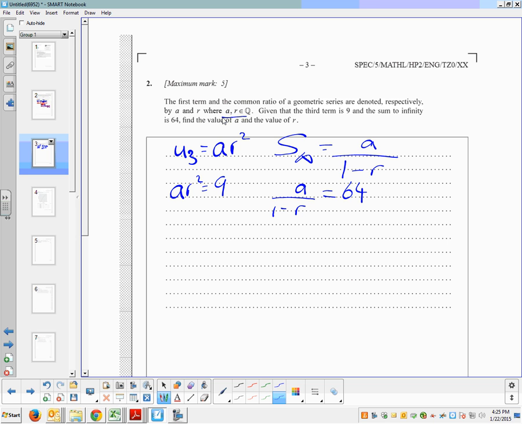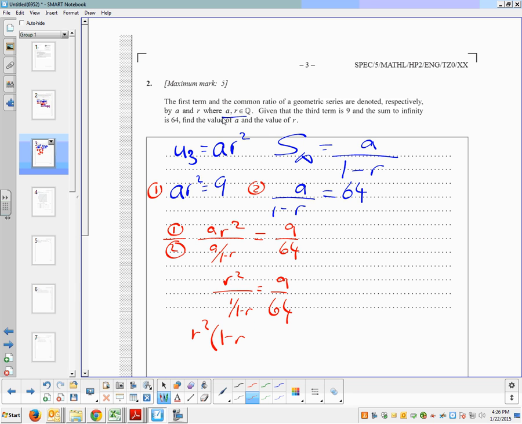I can divide one by the other and cancel the a's. It's another simultaneous equation. Let's do ar squared divided by a over 1 minus r equals 9/64. I just tidy that up. Obviously the a's cancel, I get r squared over 1 over 1 minus r is 9/64. And you end up with a cubic equation, r squared times 1 minus r equals 9 over 64.